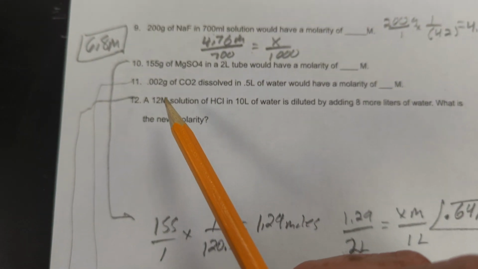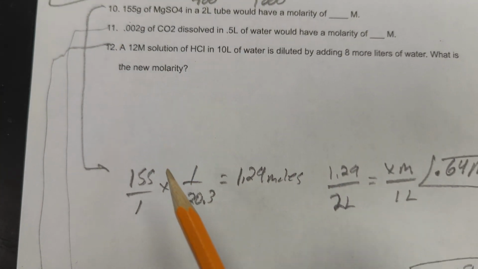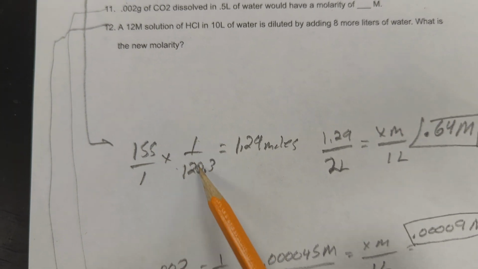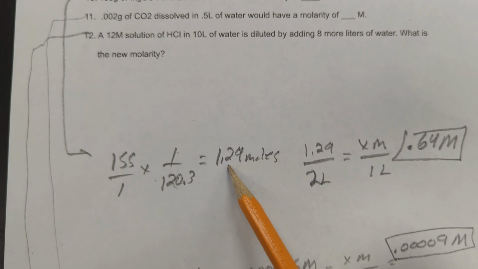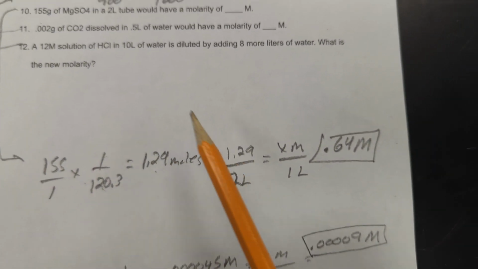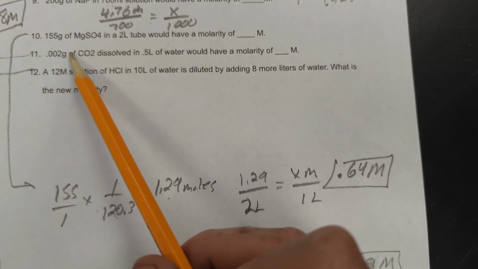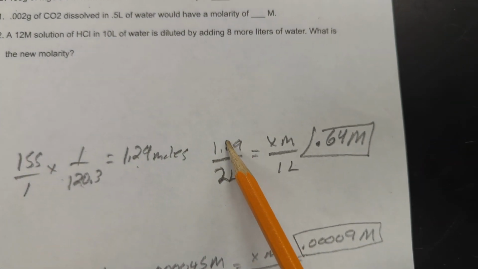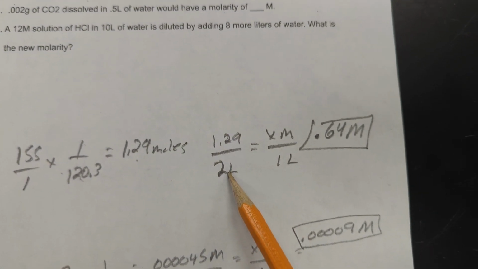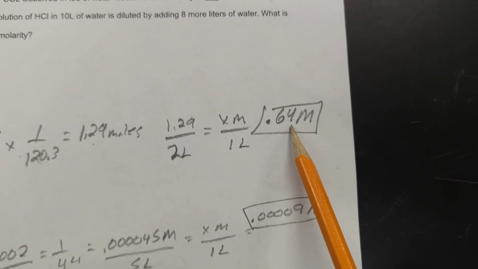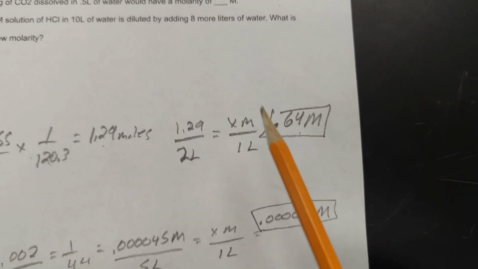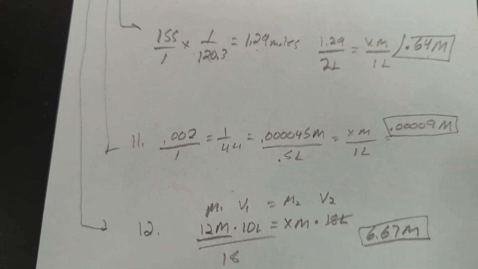So we go down here, 115 times 1 over 120.3 is 1.29 moles. Well, that many moles is in 2 liters of water. That's how many moles per liter? 0.64. Makes sense? It'd really be 0.645. Number 11.